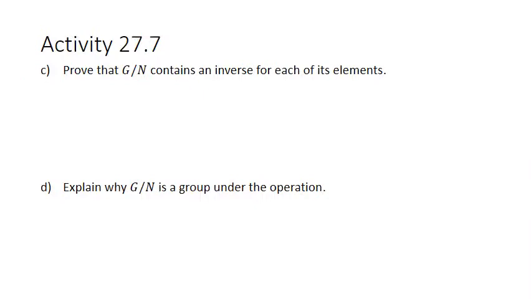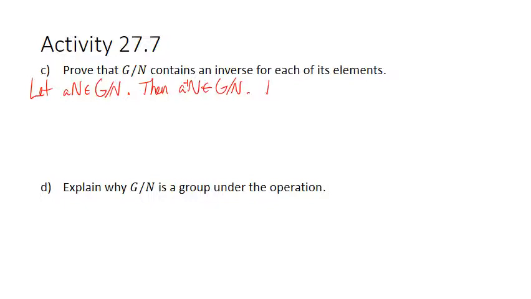Okay, so let's look at part C, prove that G mod N contains an inverse for each of its elements. Just like it wasn't very hard on part A to guess that the identity would be the identity times N, it's going to be the same way this time. If you want the inverse of aN, it's going to be a inverse N. So let me just show that. Let aN be an element of G mod N. Then a inverse N is also an element of G mod N, because if a is an element of G, then a inverse is an element of G.